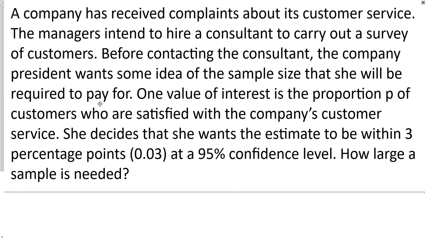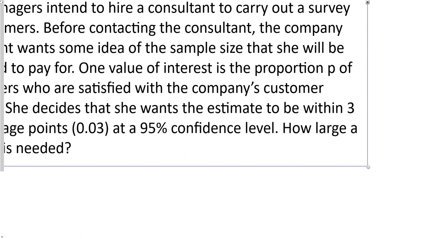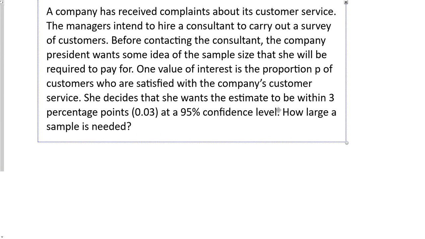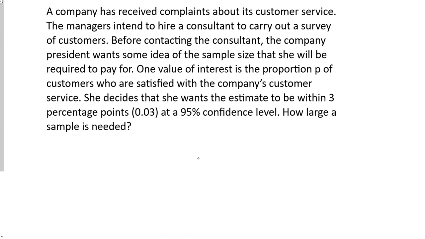All right. First one, I'm going to make this a little smaller so we can actually see it all on one screen. A company has received complaints about their customer service. The managers intend to hire a consultant to carry out a survey of customers. Before contacting the consultant, the company president wants some idea of the sample size that she will be required to pay for, because samples cost money. You have to actually do surveys and whatnot. One value of interest is the proportion P of customers who are satisfied with the company's customer service. So she decides that she wants to estimate to be within 3 percentage points at a 95% confidence level. How large of a sample is needed?